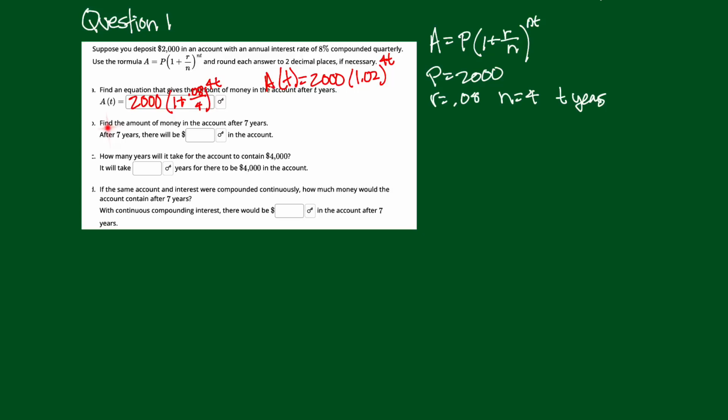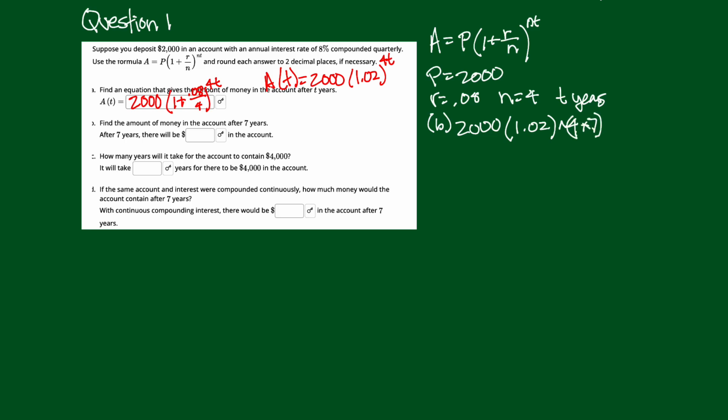Now, in part B, we're supposed to find the amount of money in the account after 7 years. So I'm just going to put a 7 right here. I'll use this simplified form. So on my calculator, this is part B, I'm going to put in 2,000, parentheses, 1.02, and then I'm going to raise this up. Now, this is going to be 4 times 7.